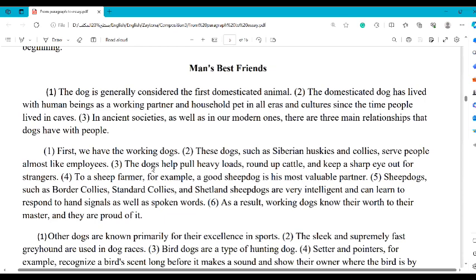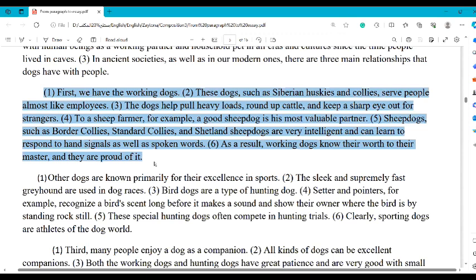Let's see body paragraph number one, which is the enlargement of the major supporting sentence in the paragraph, which is the type of dogs, which is working dogs. Yes, please. Who can read?